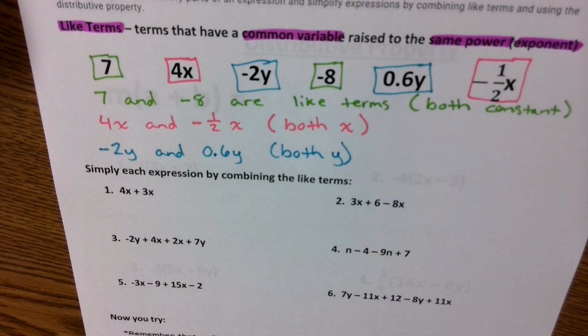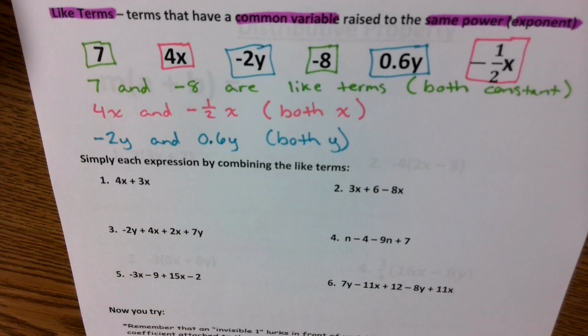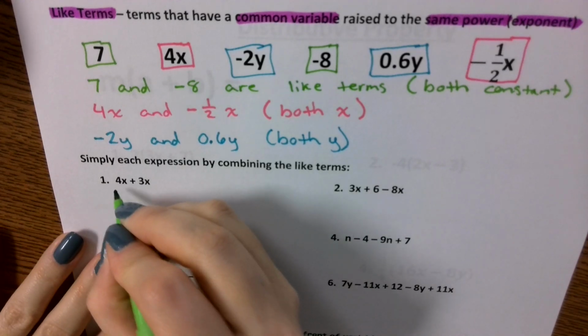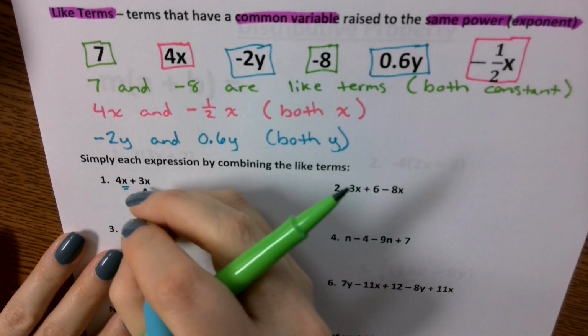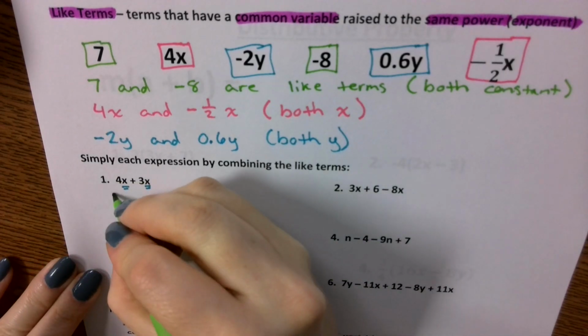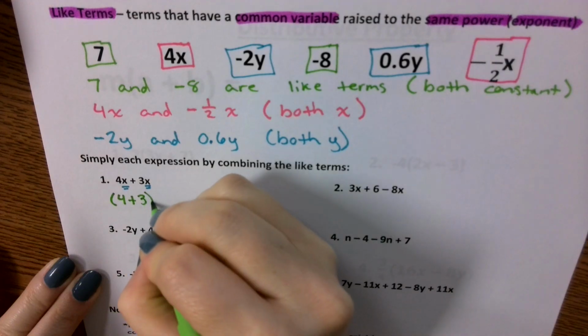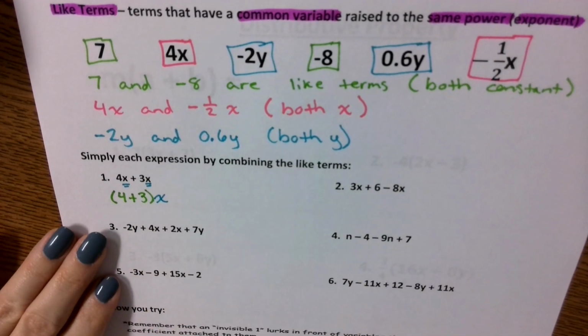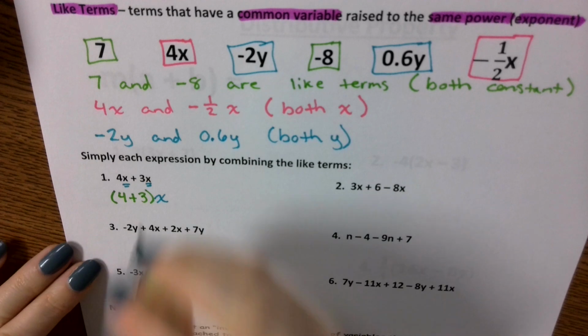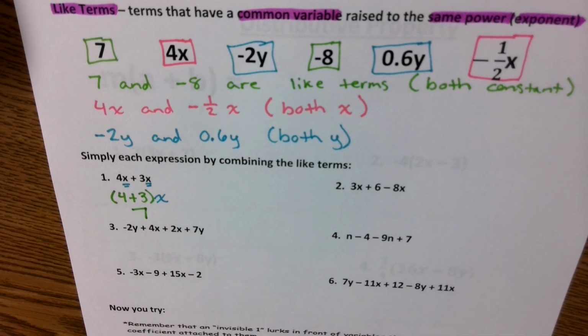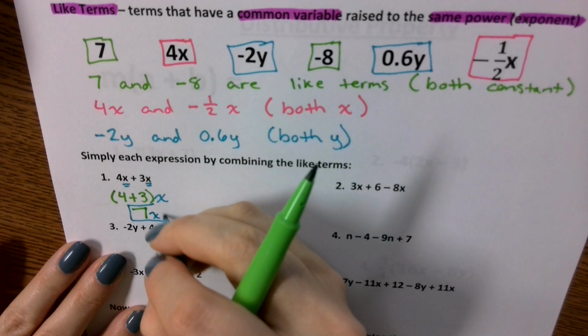When we have like terms, we can combine them by adding or subtracting the coefficients and keeping the variable intact. For example, for problem number 1, we've got 4x plus 3x. Because they both have the same variable x, we can combine the coefficients, the 4 and the 3, and leave it in terms of x. So what's 4 plus 3? 7. So we would have 7x as our simplified answer.